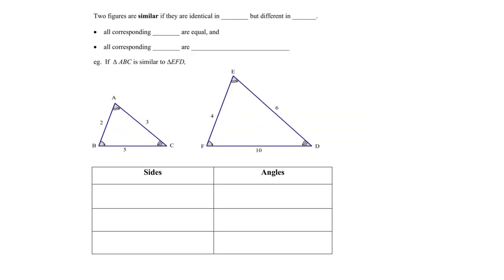Hello everyone, for this part of the video we will then explore similar figures. They are identical in shape, but they are different in size, and this has implications on the corresponding length of sides or the angle. This means that all the corresponding angles are equal, but the corresponding sides are different, and they are actually in proportion to each other.